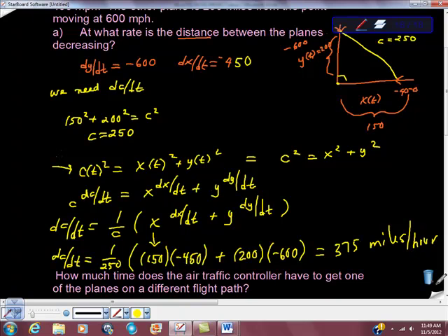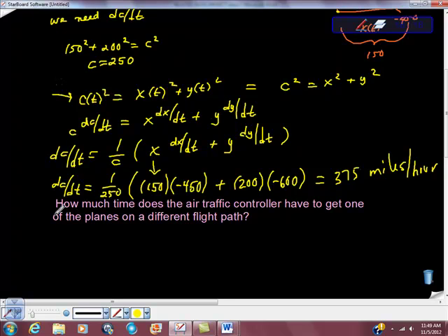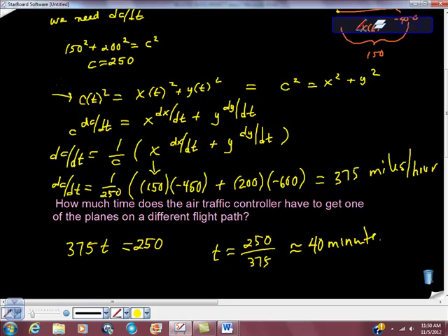That was not that bad. The second part of the question kind of goes on a little bit. It says, how much time does the air traffic controller have to get one of these planes on the ground? Well, the distance is closing at 375 miles per hour, where t is time in hours, and it has to go 250 miles. So we can just do this math, and we'll get t is equal to 250 over 375, which is about 40 minutes. So they have 40 minutes to do something about this before these two planes collide.